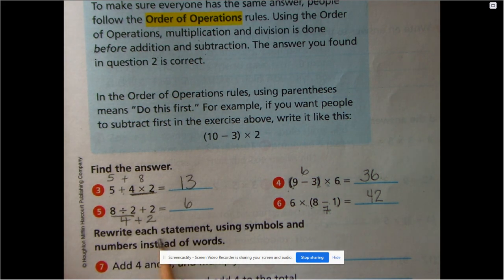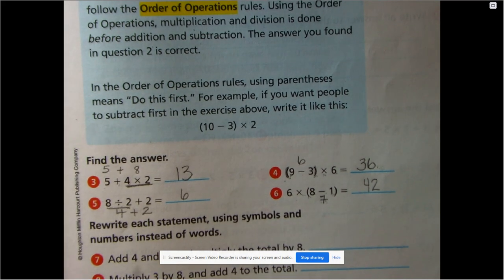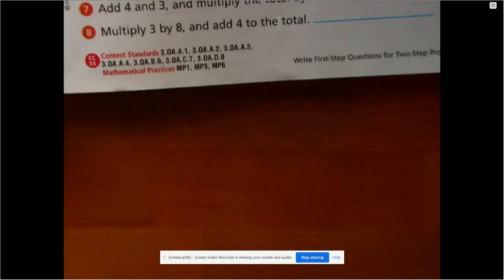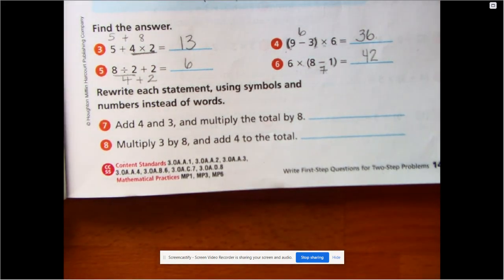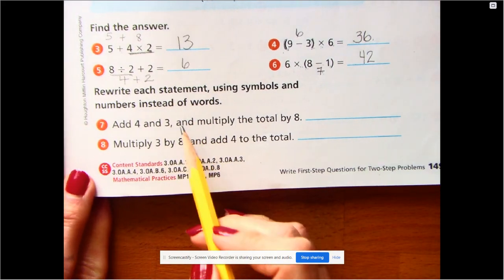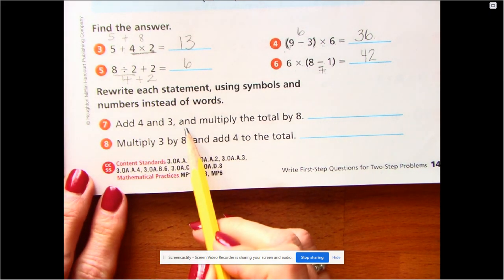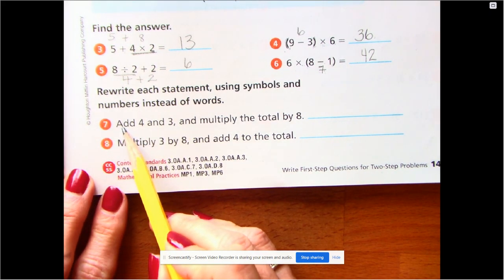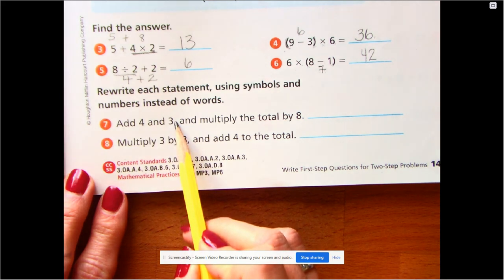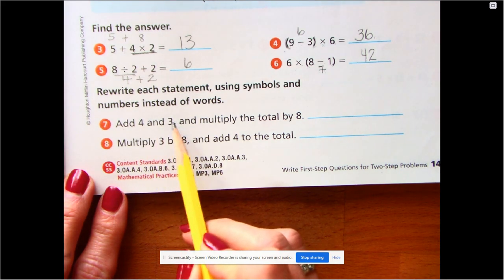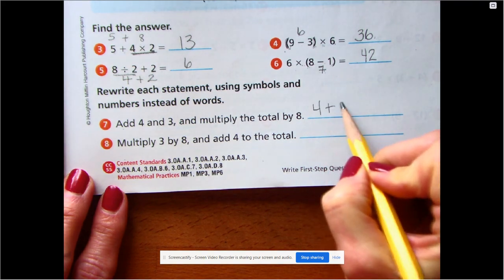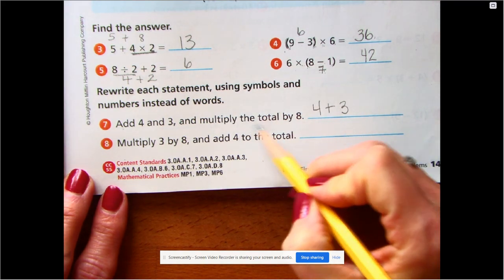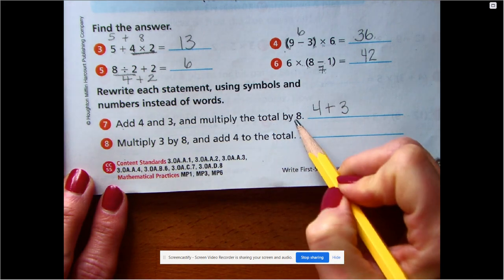Okay, we're going to rewrite this statement at the bottom. Let me move my camera for you. Okay, and we're going to turn that into an expression, okay, or an equation. We have to look at the words, and we have to think about the symbols. It says add 4 and 3. Add 4 and 3. 4 plus 3. And multiply the total by 8.